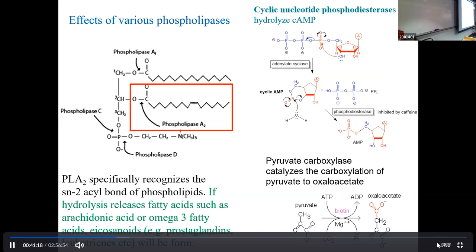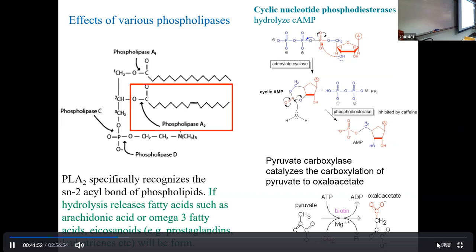Okay, this one: making cyclic AMP. Of course, cyclic AMP is the cellular second messenger. Cyclic AMP can be degraded, and that is by phosphodiesterase. So the enzyme is calcium dependent, and I say here, inhibited by caffeine. This is one of the effects of caffeine: caffeine inhibits this, therefore increasing cyclic AMP.